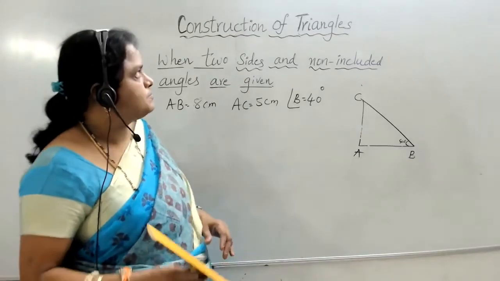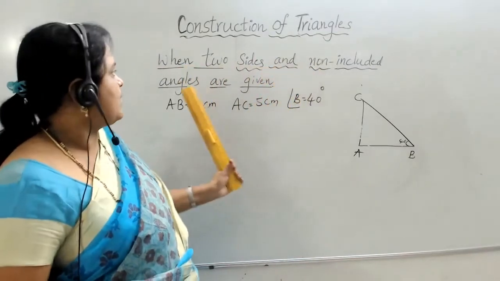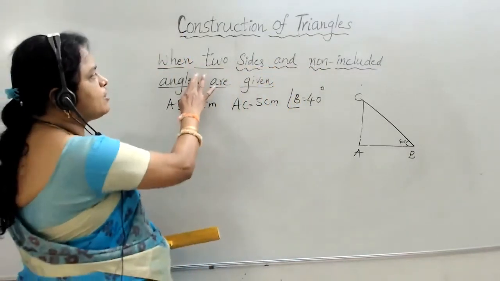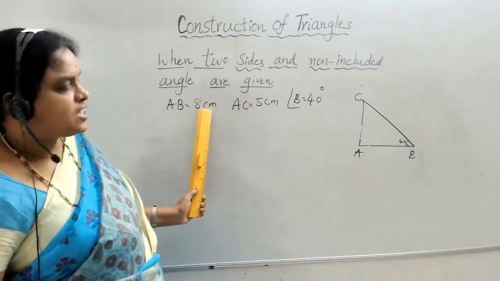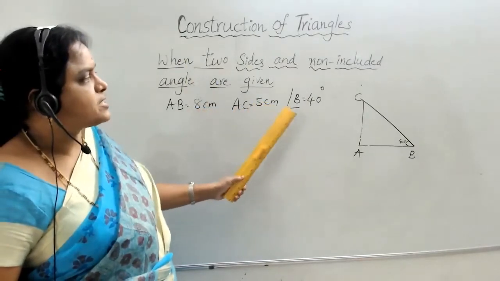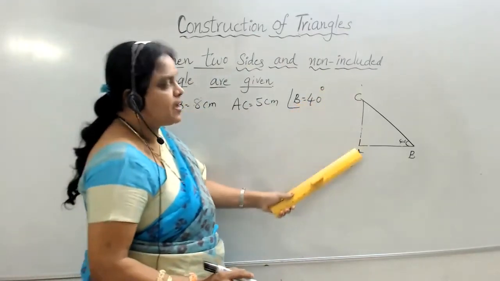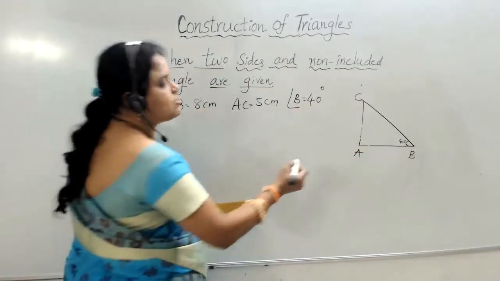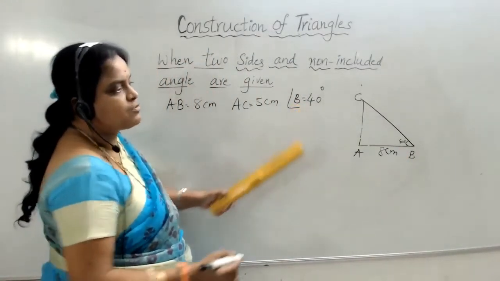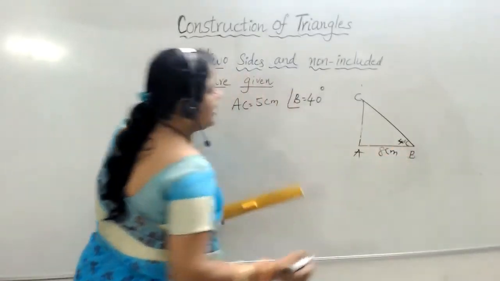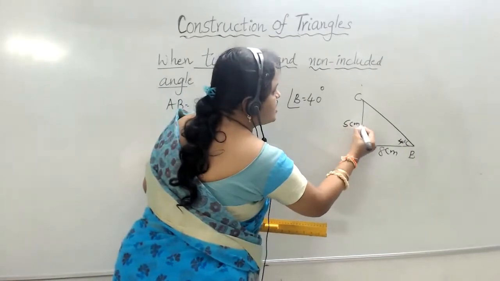Now, children, let us construct the triangle when two sides and one non-included angle are given. AB is equal to 8 centimeters, AC is equal to 5 centimeters, and angle B is equal to 40 degrees. Now we will draw a rough sketch. AB is equal to 8 centimeters, the angle at B is 40 degrees, and the length of AC is 5 centimeters.